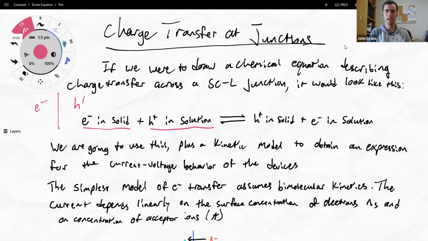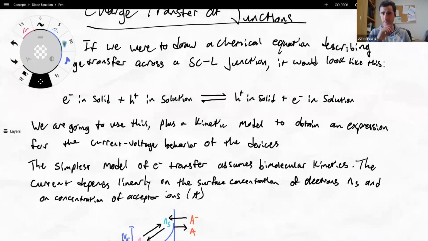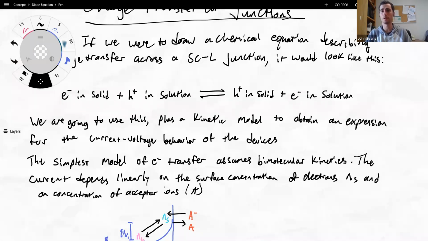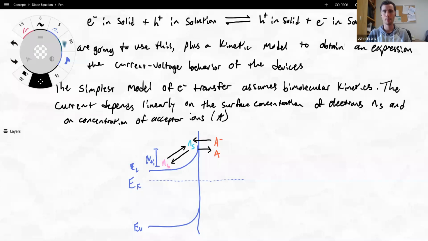This is the reaction that we're going to be looking at. So we're going to apply this, and we're going to apply a kinetic model, in fact. So we're going to think of this as an actual chemical reaction. We're going to apply the same rate constants and chemical kinetic ideas that we would use for a regular reaction to these systems. And we're going to see if we can obtain that expression for the current voltage behavior.